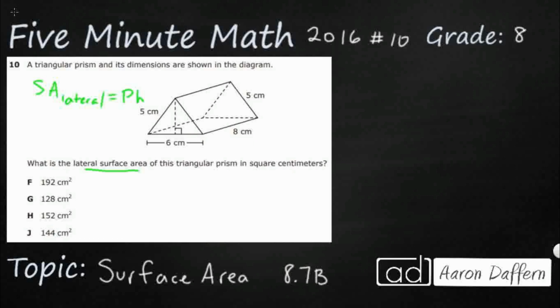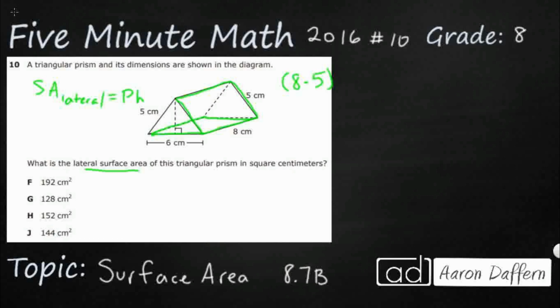Surface area is simply looking at the faces, and lateral means I'm not looking at the bases. So in my triangular prism, I've got 3 different faces I need to find the area of, and I'm just going to add them up. I need that particular rectangle right there, and as you can see, I've got base times height, right? So my rectangle 1 is going to be 8 times 5, or 40. Now I need to find the area of that bottom section right there.